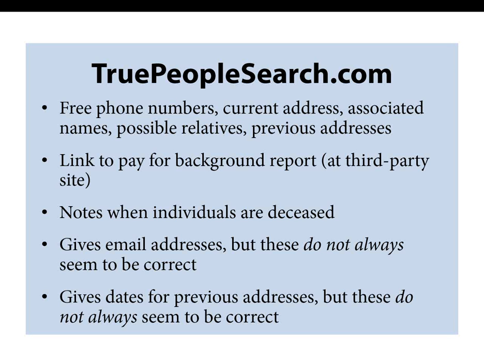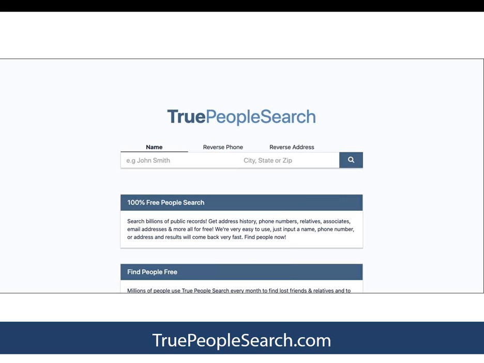So I was playing around on True People Search recently, and I was pretty surprised by how accurate the phone numbers and addresses were for people. But in these other two areas, email addresses and the dates associated with previous residences, seemed to be way off based on the information that I knew about close family members and friends that I had had for a long time. So this is reliable to an extent.